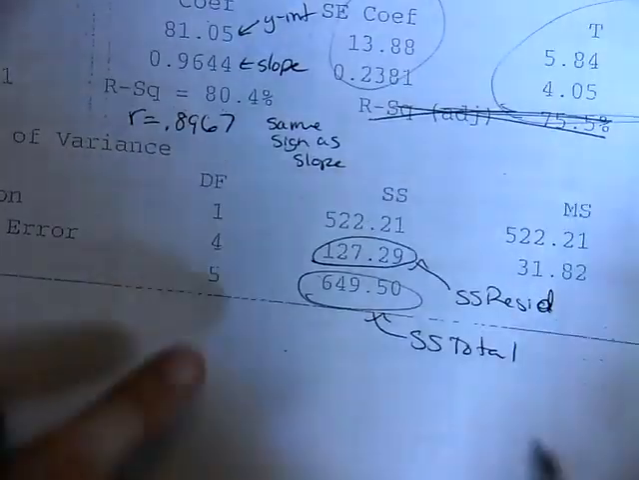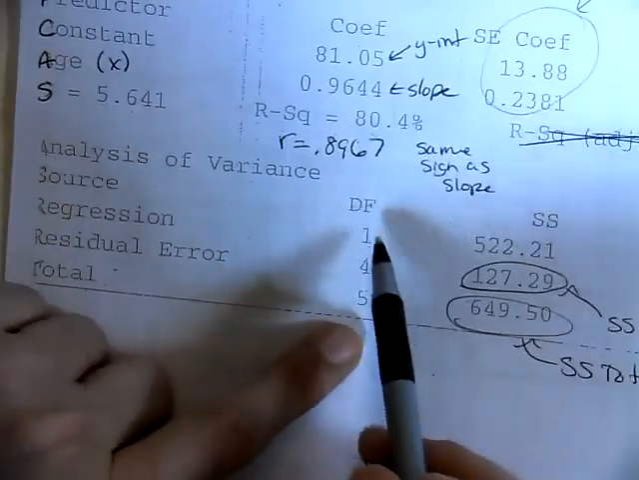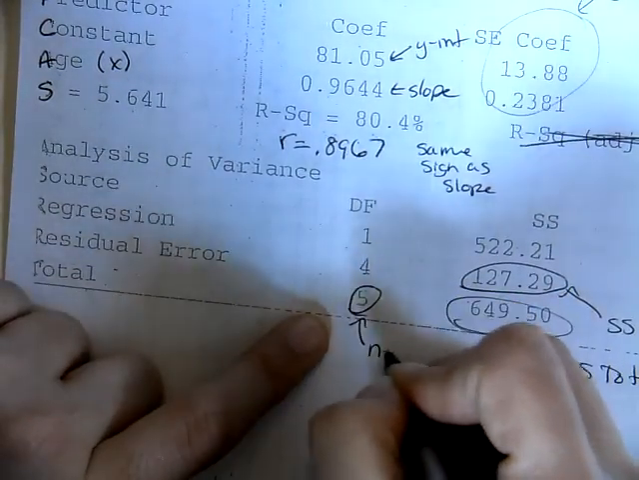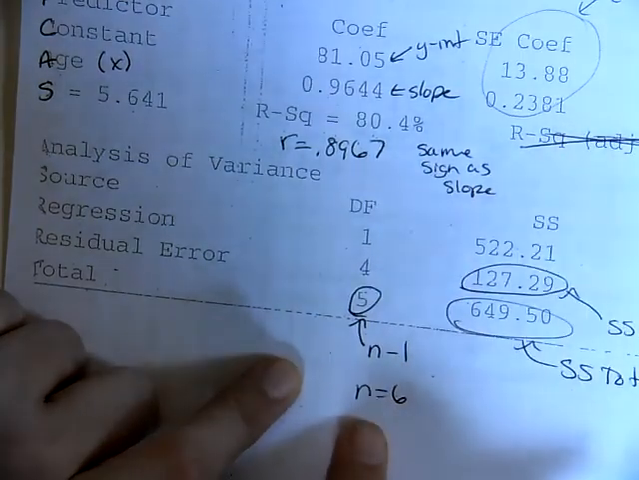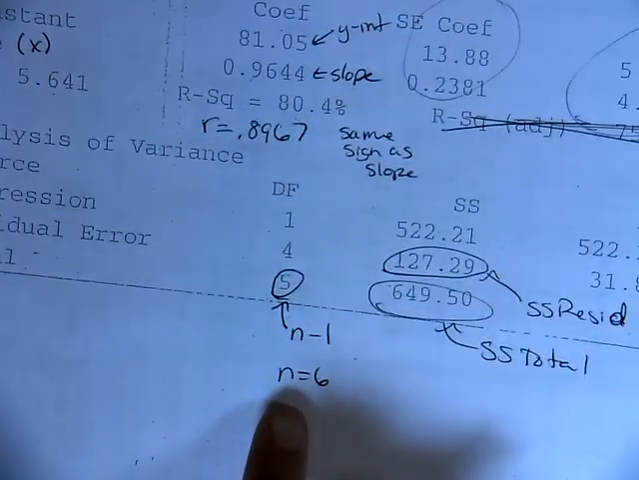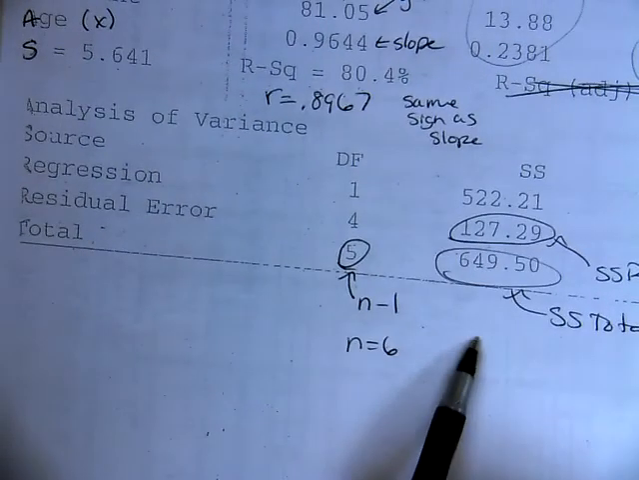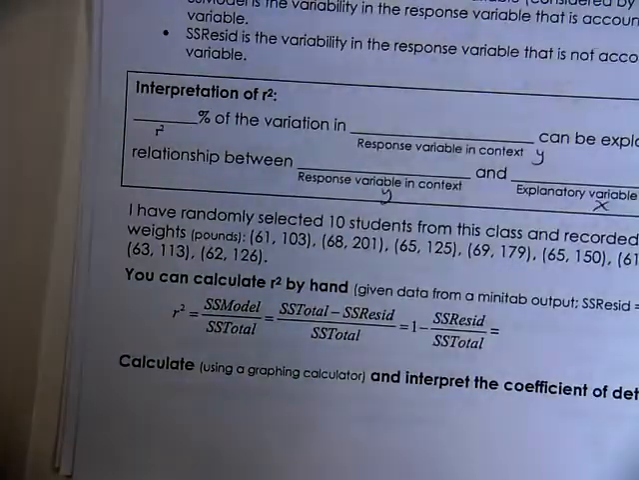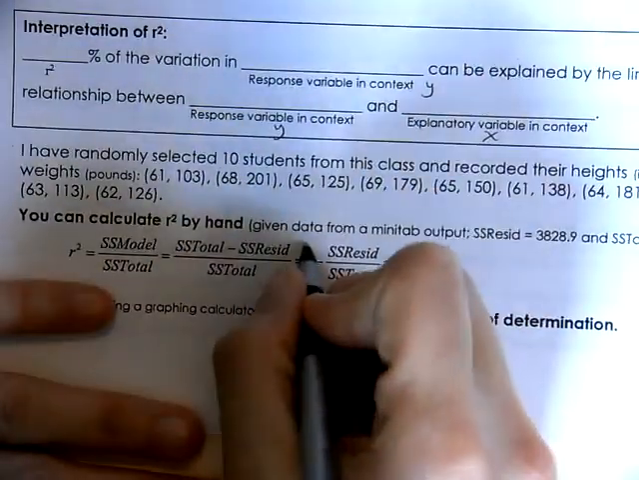The other thing you will need to know, and I didn't go over this in the last video, is degrees of freedom, DF. This total one is always n minus 1. So n here is really 6. Okay? So that'll help you with some of the homework tonight. Because a lot of times, instead of me trying to have you do this in the calculator, I'm just going to give you this stuff, and you have to find r squared and the other one we're going to do today.